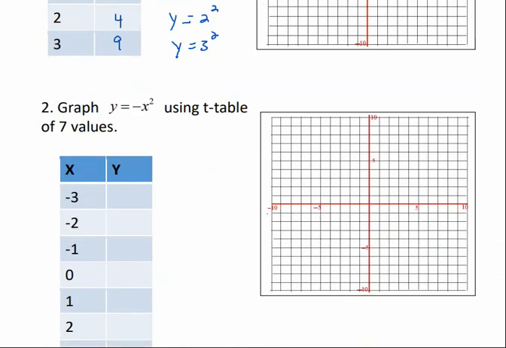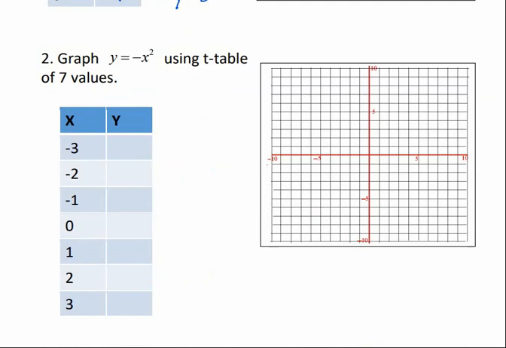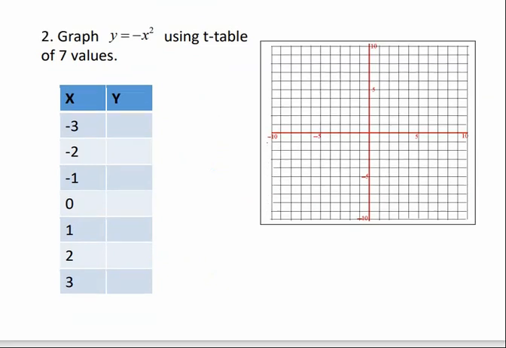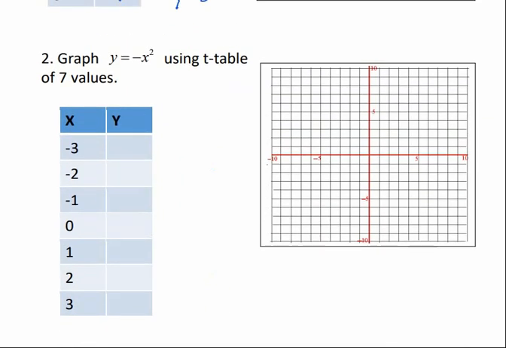Now we're going to graph y is equal to -x squared using a t-table of 7 values. So we're just going to do the same thing. This time y is equal to negative, and then I'm plugging in a value for x, squared. So this would be y is equal to negative, and then negative 3 becomes a positive 9, but there we have that negative value, so that would be a negative 9.